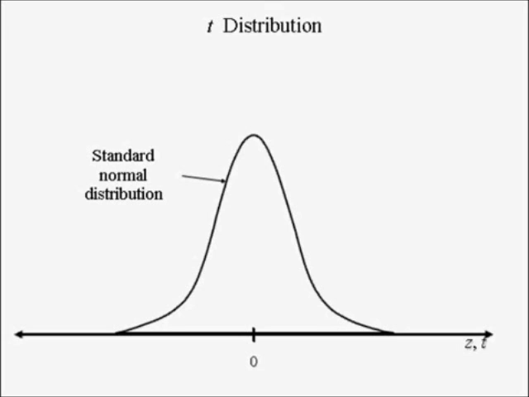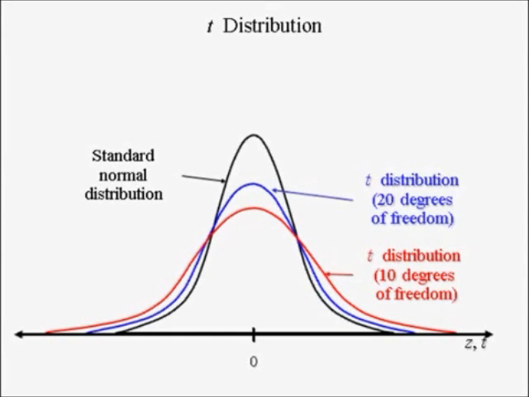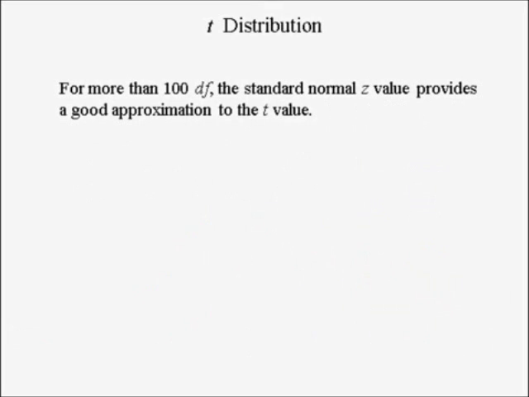Below is the graph of the standard normal probability distribution. The t distribution with 10 degrees of freedom is shorter and wider, a graph that is shown in red. The t distribution with 20 degrees of freedom is shorter and wider. The t distribution with infinitely many degrees of freedom, 101 or larger is considered infinitely many, has the same shape as the standard normal probability distribution. For more than 100 degrees of freedom, standard normal z-values provide a good approximation to corresponding t-values.